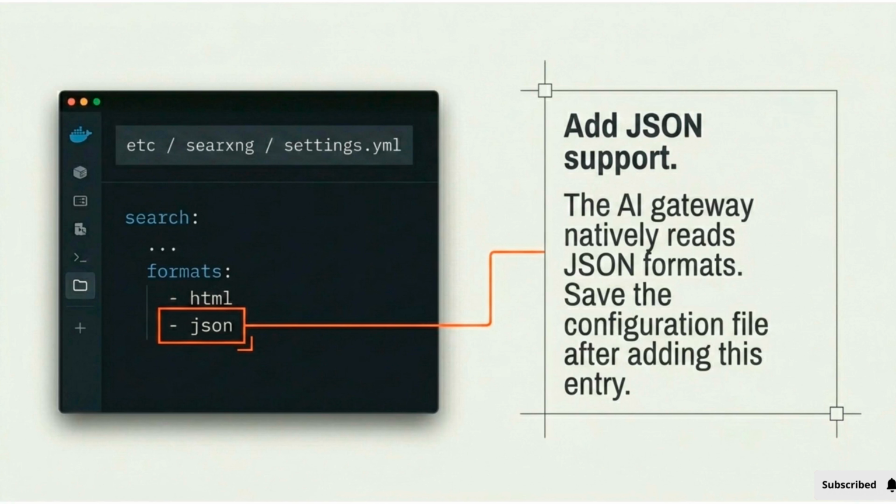Add JSON support to the SearXNG settings file. The AI gateway natively reads JSON formats. Save the configuration after adding this entry.